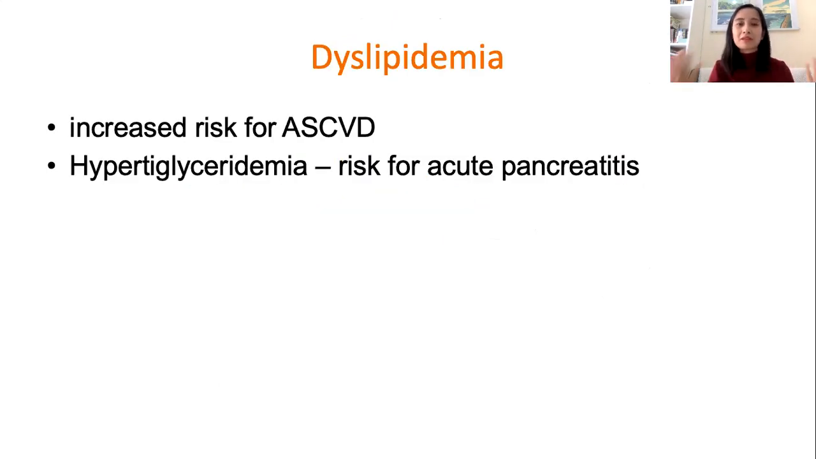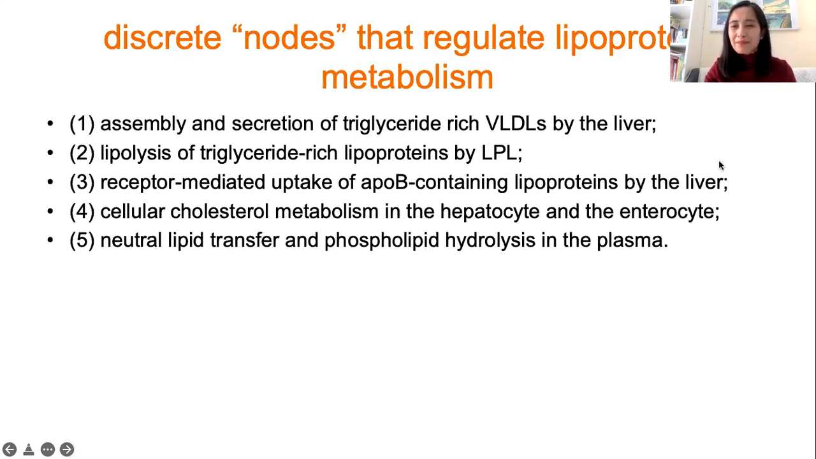Dyslipidemia is an umbrella term for people with abnormal lipoproteins, and it has been shown that dyslipidemia predisposes patients to develop atherosclerotic cardiovascular disease. On the other hand, if you have hypertriglyceridemia, you are at increased risk for acute pancreatitis. I had a patient with poorly controlled diabetes, and because of that, he had markedly elevated triglycerides. He got lost to follow up and came back to me after a bout of acute pancreatitis because of hypertriglyceridemia that was left untreated.